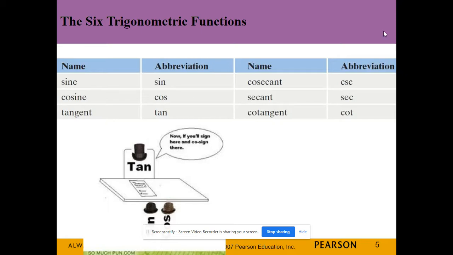There are 6 trigonometric functions that we're going to talk about. These are the abbreviations that you're going to see. So right off the bat, SIN, you're not going to pronounce that sin. It is sine, all right? Cosine, tangent, cosecant, secant, and cotangent.